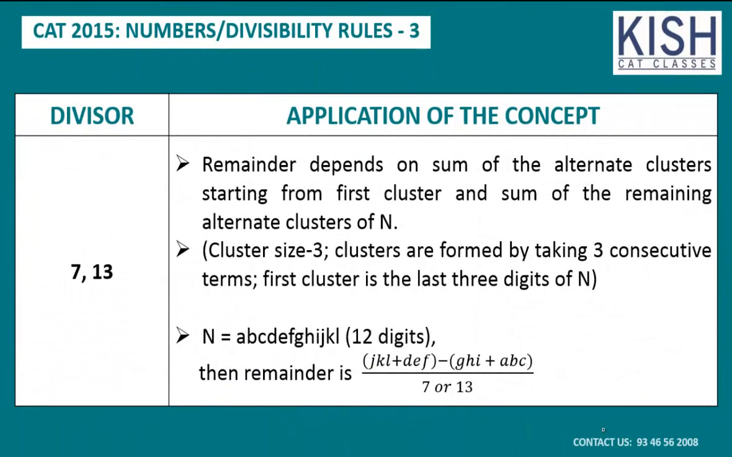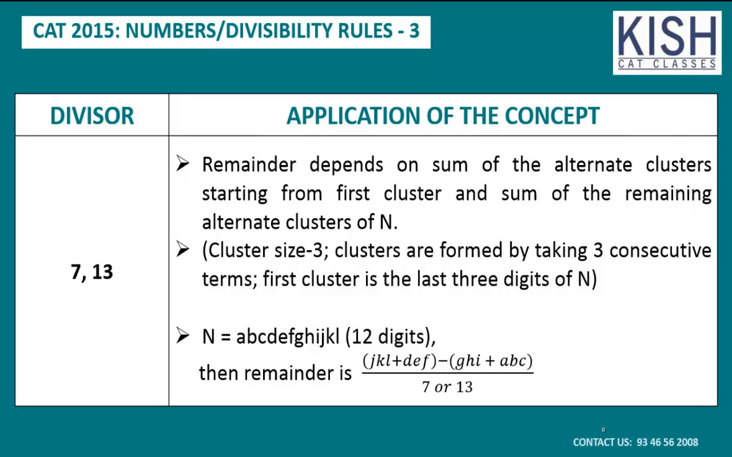Now let's say I have written for 7 and 13. Now the remainder depends on the sum of the alternate clusters starting from the first cluster and the sum of the remaining alternate clusters of n. Now we have taken a simple one, cluster size is 3. You can take cluster size as 6 so that you can add all the clusters. If you are taking the cluster as 3, you just need to add alternate clusters and also subtract the sum of the remaining alternate clusters. If you take 6, then you can add every cluster. If you take 9, then you just need to do the same process, like add alternate clusters and subtract the remaining alternate clusters.